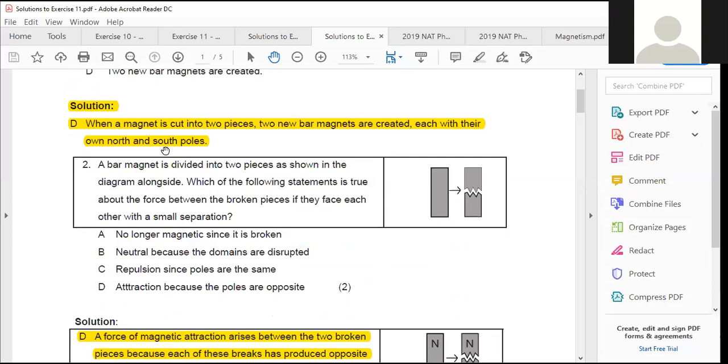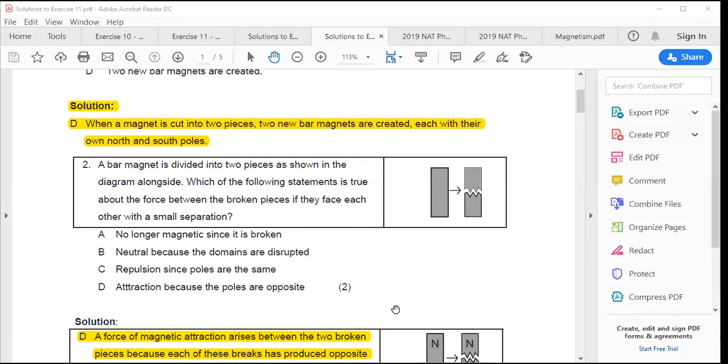Then number 2, please check. There was a mistake there. I didn't put the options, but I've added the options now. So it says a bar magnet is divided into 2 pieces shown in the diagram alongside. Let me just mute everyone here. There's some noise coming through. Okay, right. Which of the following statements is true about the force between the broken pieces if they face each other with a small separation?